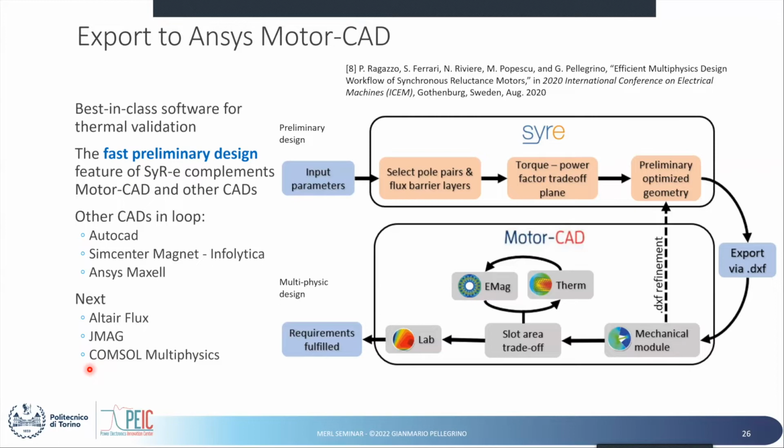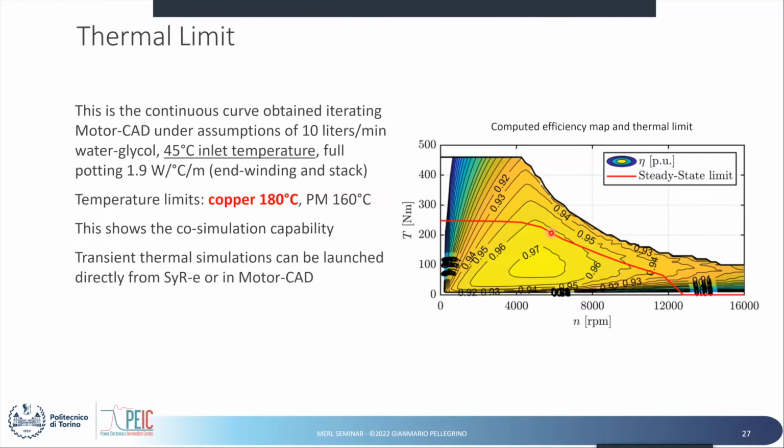So basically, we go automatically. We click a button, and the model is recreated in the outer environment. And for example, what we use it for is building the continuous torque capability of our motor. So this is the efficiency map, but with simulation from MotorCAD, with some coolant, some water jacket, with some conditions, we can evaluate the continuous torque curve in fact.